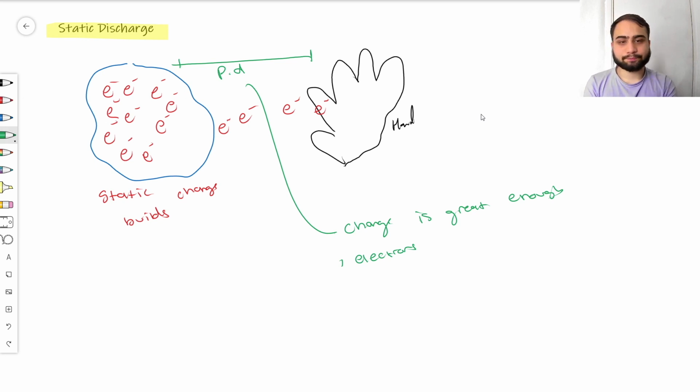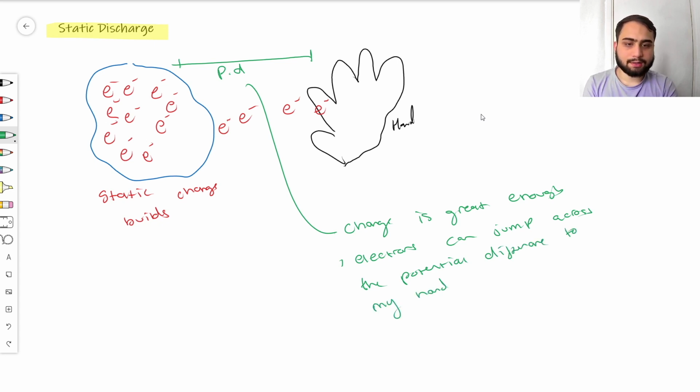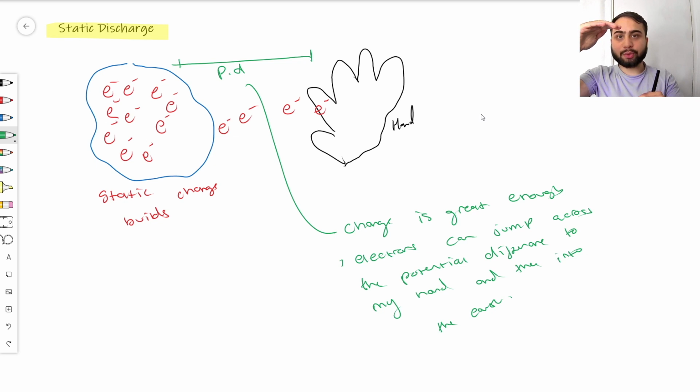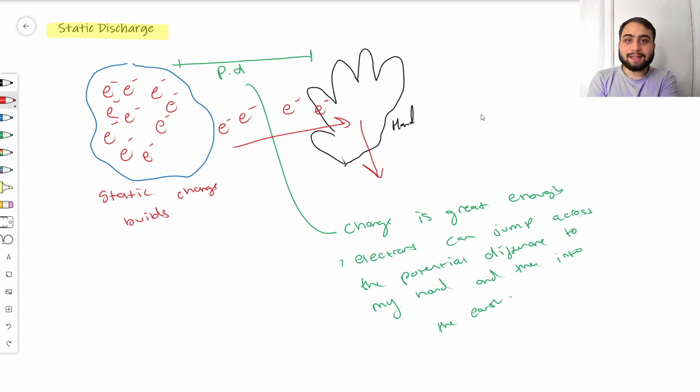So electrons can jump across the potential difference to my hand and then into the earth. Because remember, the earth is at 0 volts, so whenever you have a potential difference, you always go from a high voltage to the lowest voltage being the earth. So the electrons will jump from the cloth to my hand and then into the earth through my feet. Okay, so that's what a static discharge is. Now you understand that a spark is nothing but the very sudden movement of electrons across a gap.